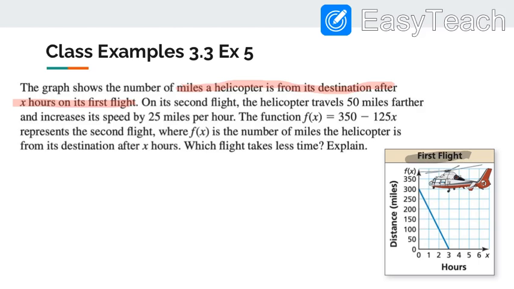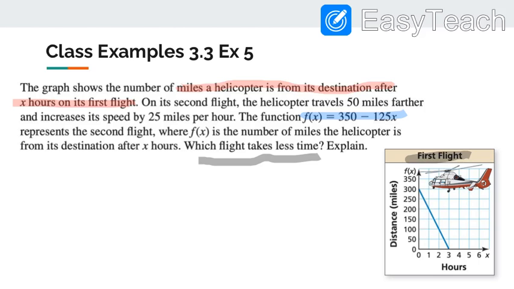On the second flight, the helicopter is traveling 50 miles further and increases its speed by 25 miles per hour. So for the new function, I'm going to highlight in a different color. So again, blue is our second flight. We've got to compare and see which flight takes less time. Notice how here I'm underlining and identifying what my actual problem is. We're trying to figure out how long each flight takes.